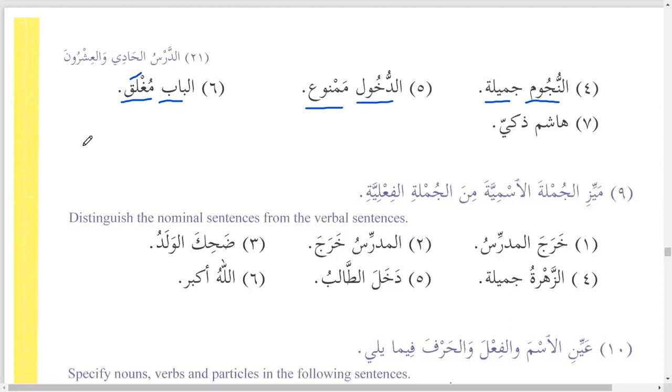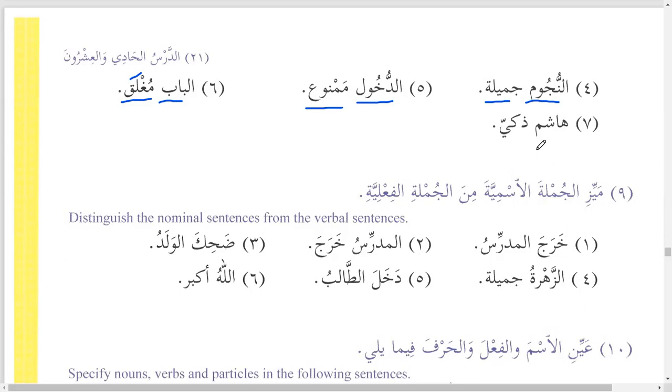So aghlaqa, yughliqu, ighlaqan, fahuwa mughliqun. The one who closes is mughliq. And if you want to give an order, you will say aghliq. Aghliqil baba. Close the door. So that's why we say mughlaq. And what about an-nafidatu, if it's the window? Mughlaqatun. Ta marbuta will come because it is feminine. So an-nafidatu mughlaqatun. The window is closed.